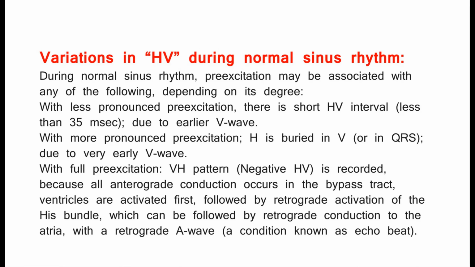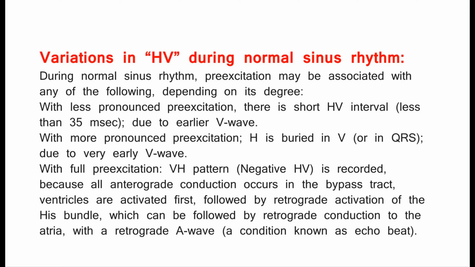Variations in HV during normal sinus rhythm. During normal sinus rhythm, pre-excitation may be associated with any of the following, depending on its degree. With less pronounced pre-excitation, there is short HV interval, less than 35 millisecond, due to earlier V wave. With more pronounced pre-excitation, H is buried in V, or in QRS, due to very early V wave.